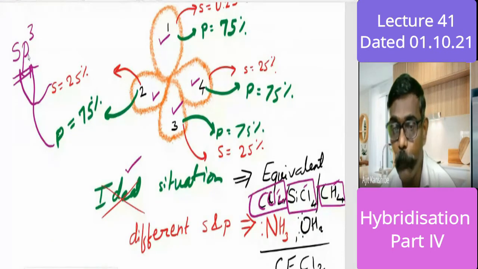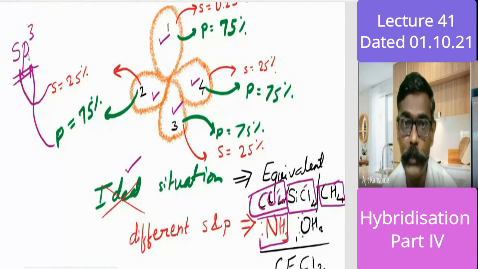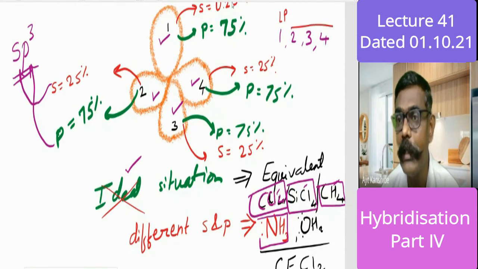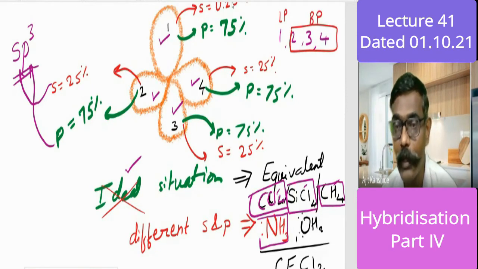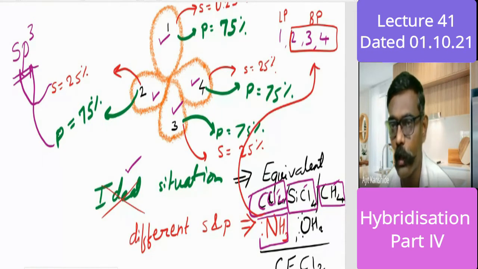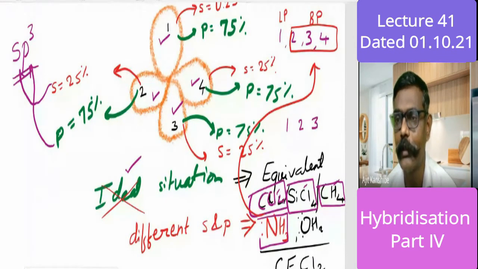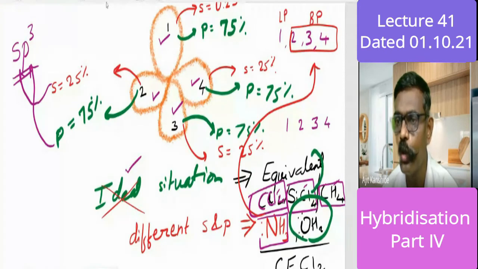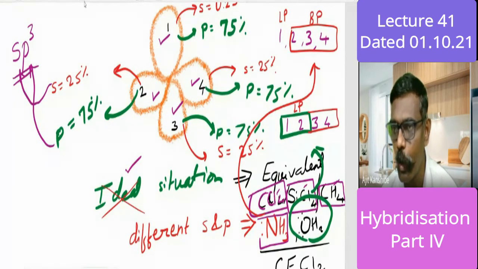Situation is different when we consider a lone pair. Out of these four orbitals, 1, 2, 3 and 4, one lobe will be with lone pair in case of ammonia, and other three lobes will be with bond pair. Total there are four lobes, first, second, third and fourth. If I have to talk about the water molecule, OH2, two lone pairs are there. So out of those four, two lobes will be with lone pair and remaining two lobes will be with bond pair. This is the case in case of water.